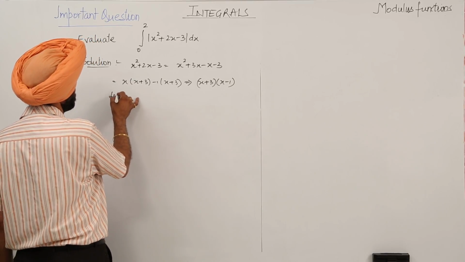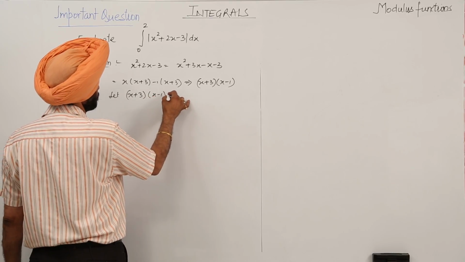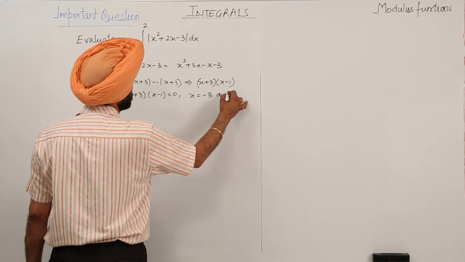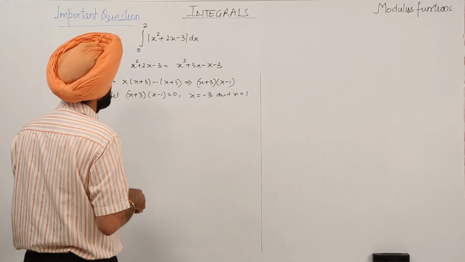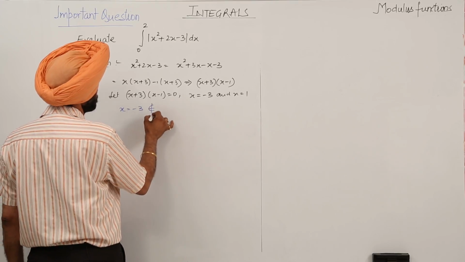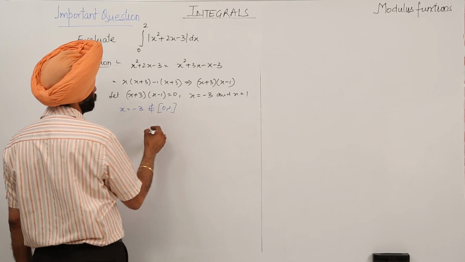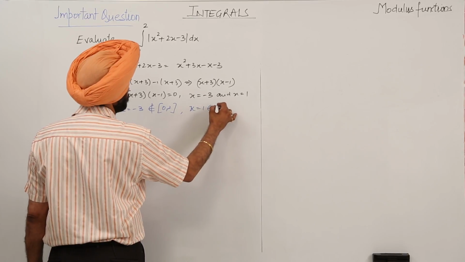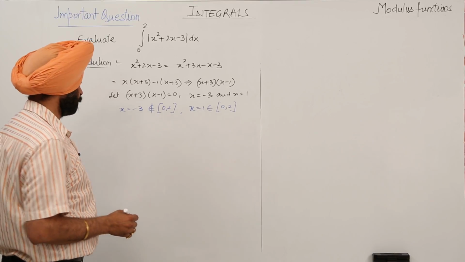Now let (x plus 3)(x minus 1) is equal to 0, x is equal to minus 3 and x is equal to 1. Now x is equal to minus 3 does not belong to these intervals 0 comma 2, and x is equal to 1 belongs to 0 comma 2.